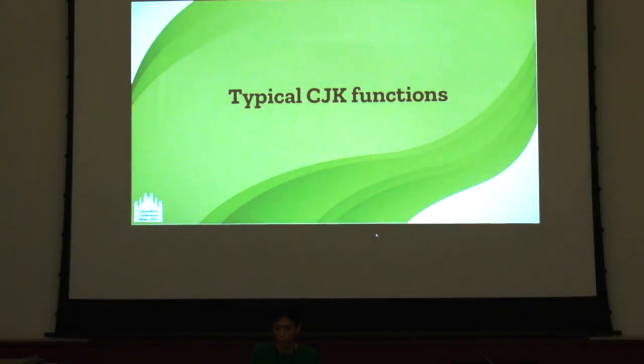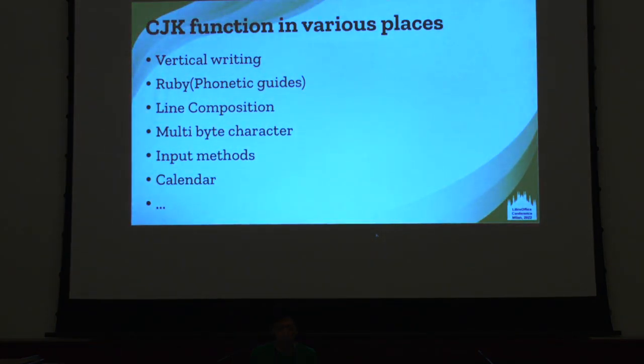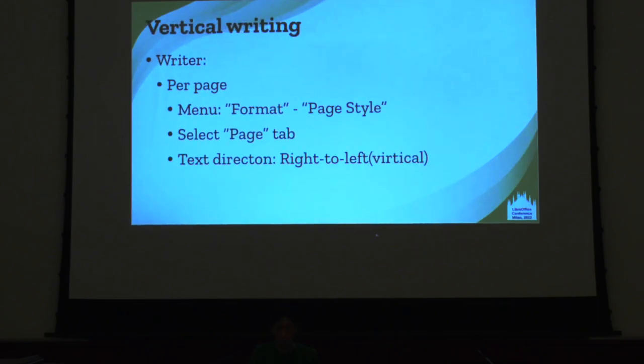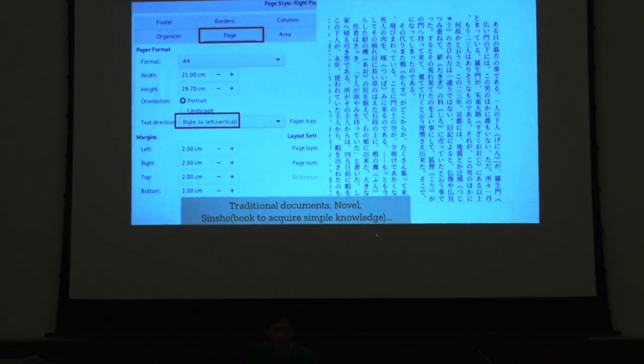LibreOffice has many CJK functions: vertical writing, phonetic writing called Ruby, line composition, multi-byte characters, input methods, calendars, and more. This time I introduce vertical writing. The most common case is page style setting, where all the page is vertical writing. In the page style, on the page tab, you can select the text direction. It's very easy.